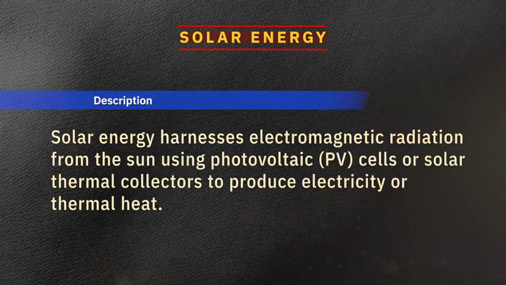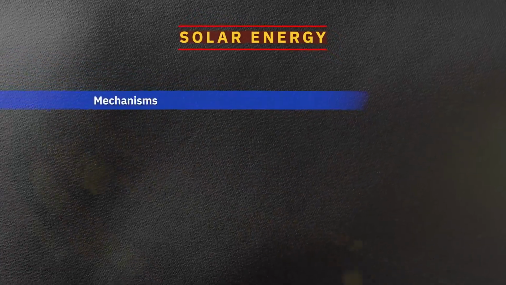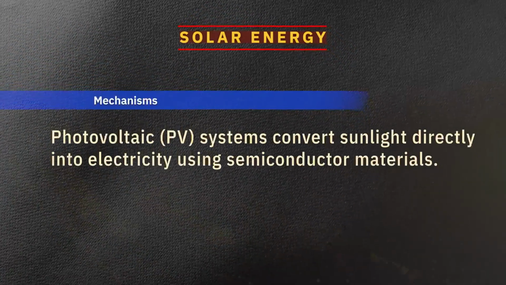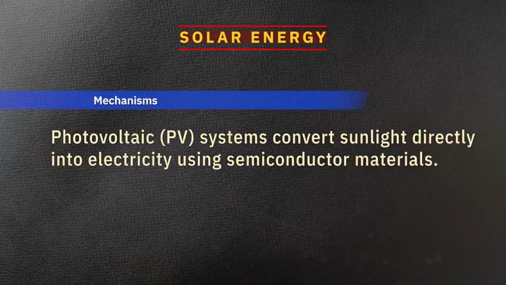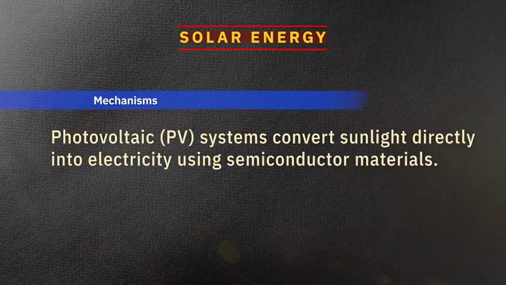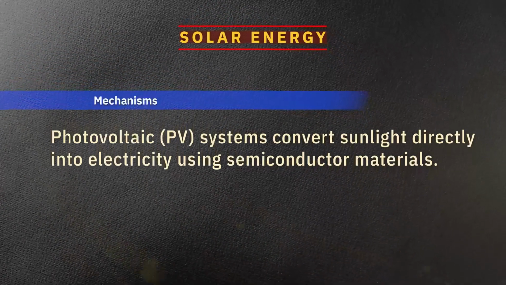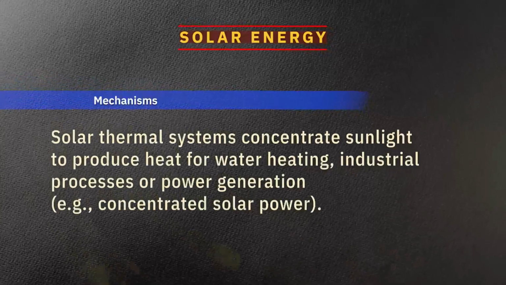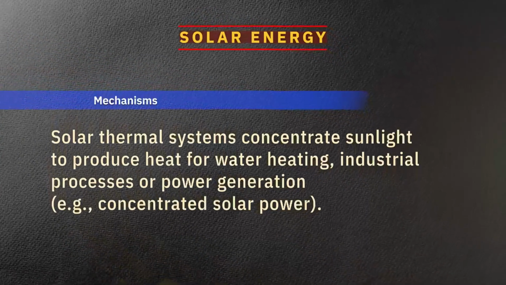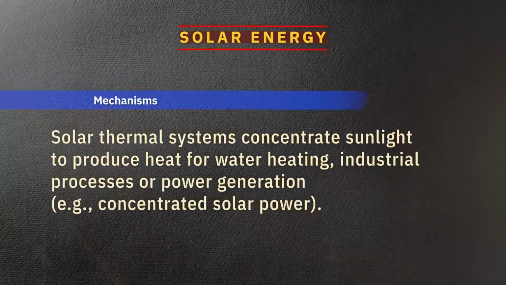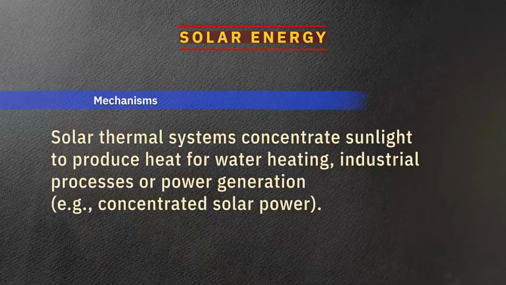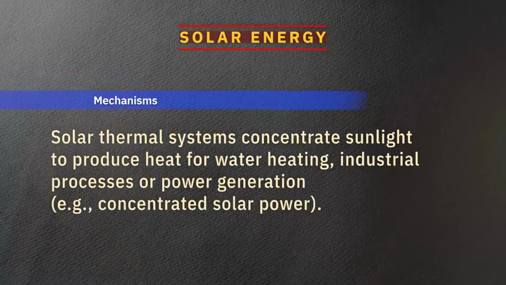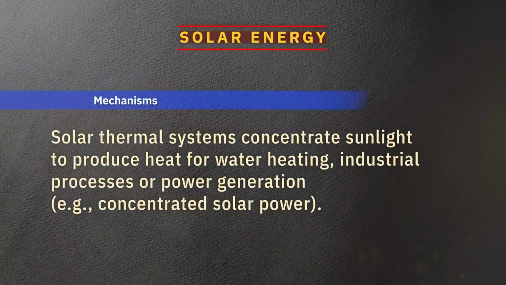Now, the mechanism involves two major patterns. One is the photovoltaic system, which converts sunlight directly into electricity using semiconductor materials, and the other one is the solar thermal system that concentrates sunlight to produce heat for water heating, industrial processes, or power generation. Example, the concentrated solar power.